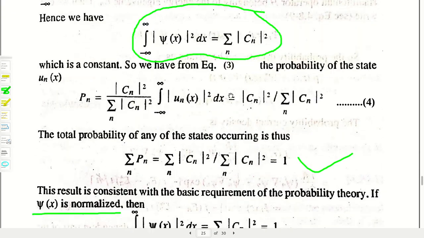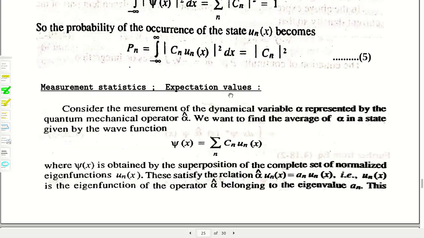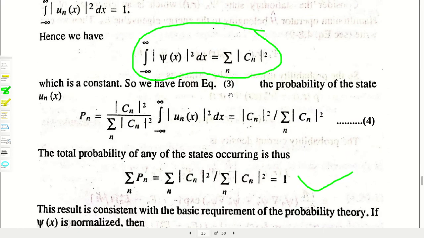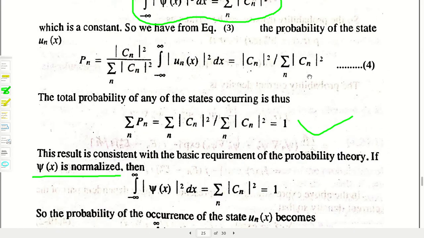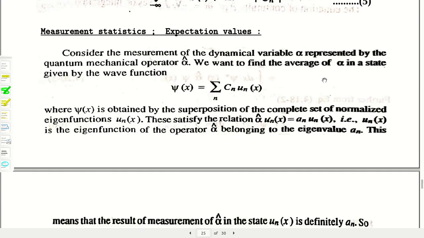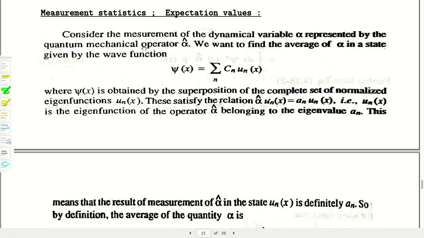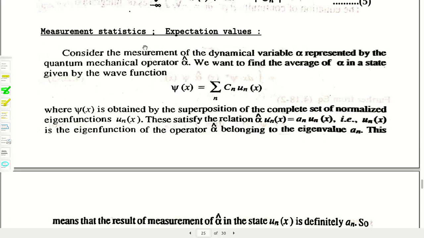And now the second result is the probability. Also we have the probability expression, probability of finding the particle or the system in the nth state. We know all these things. Now we are heading towards our goal, that is the expectation value or the measured value in quantum mechanics. These are the values through which an experimental result and the theoretical results can be tallied. So this is the main part of quantum mechanics according to me.